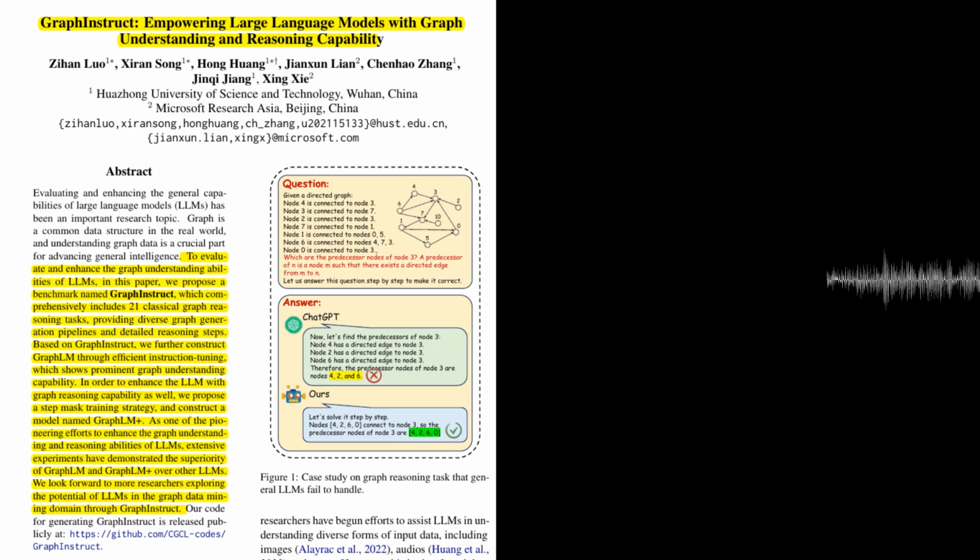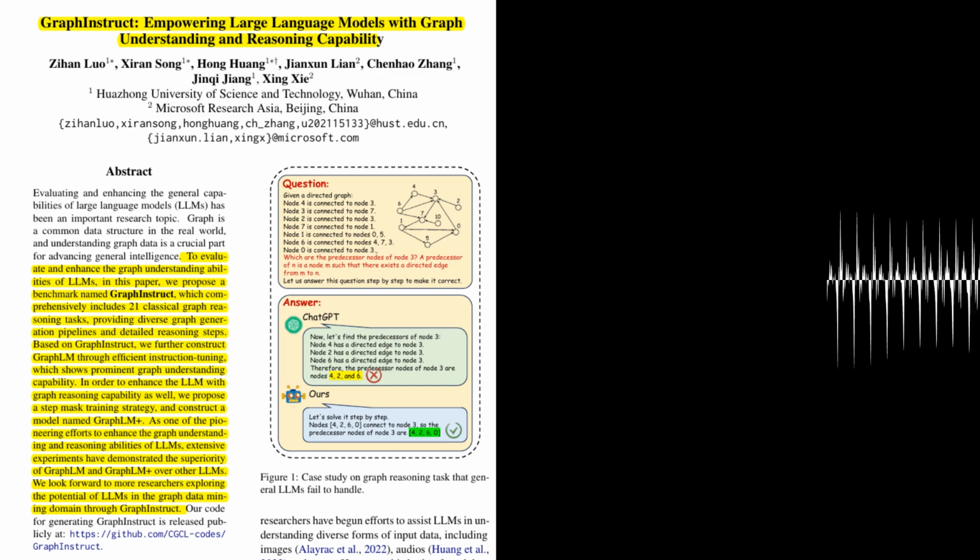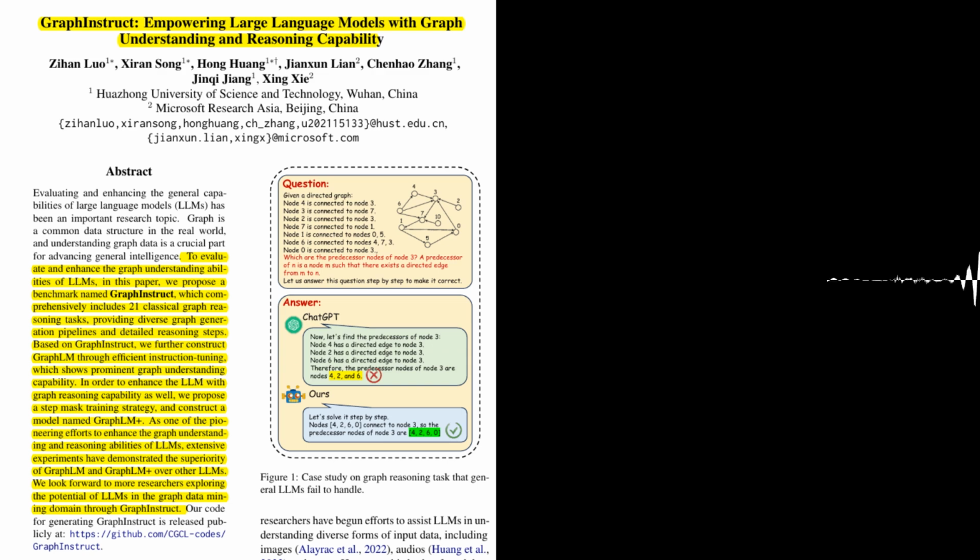What about the application of this research to real-world problems? The paper focuses on abstract graph reasoning tasks, but the potential applications are vast. For example, LLMs with graph reasoning capabilities could be used to analyze social networks, predict traffic patterns in urban environments, or even assist in drug discovery by understanding the interactions between molecules. That's exciting. What are some ethical considerations related to this research?